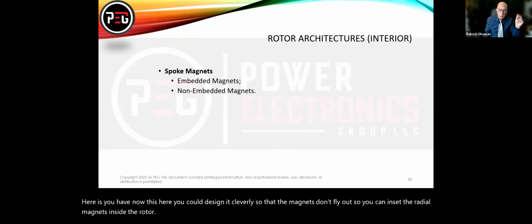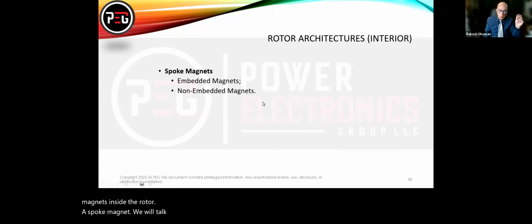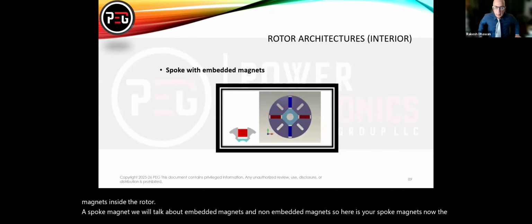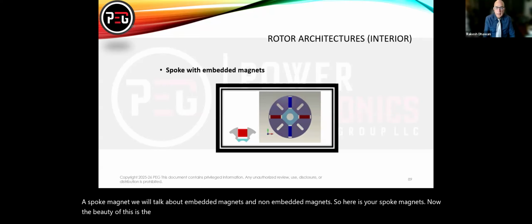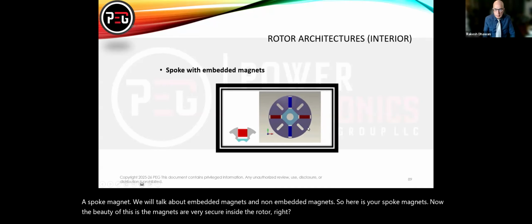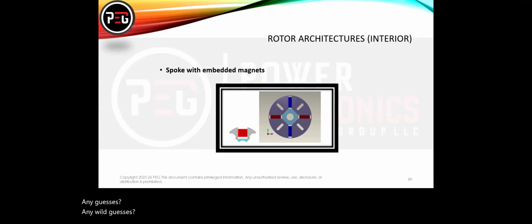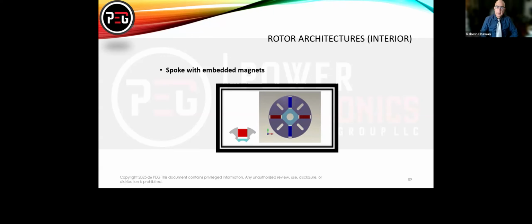Spoke magnets, we will talk about embedded magnets and non-embedded magnets. So here are your spoke magnets. Now the beauty of this is the magnets are very secure inside the rotor, right? Now, why would you want to use spoke magnets? Any guesses? Any wild guesses? Because we can go higher speeds. Correct. That's correct. We can go at higher speeds.